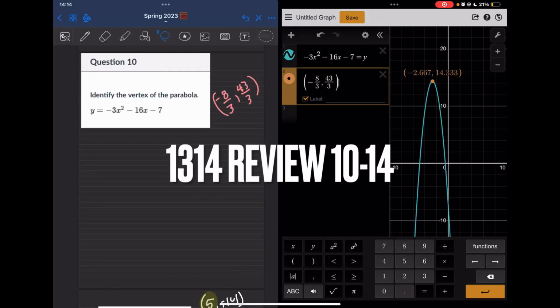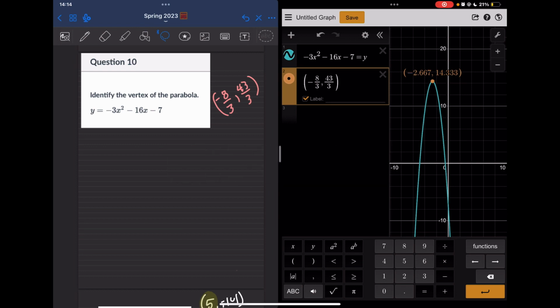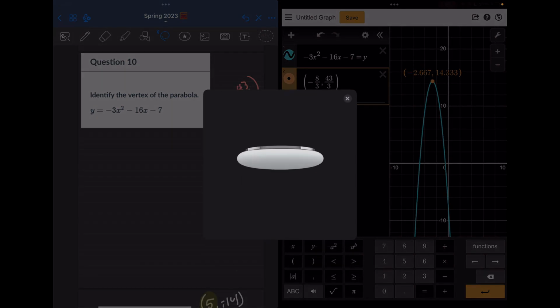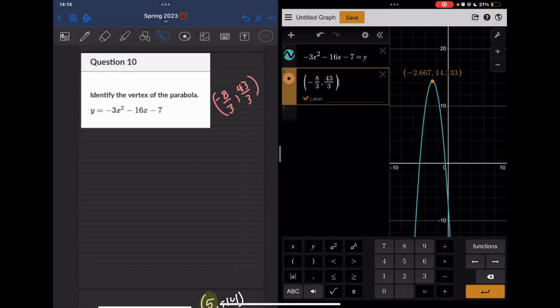So for number 10, it's asking us to identify the vertex of the parabola, which basically means that we are going to enter this graph into Desmos and then label the parabola. So it would be best if you just enter in your multiple choice solutions, because what you want to do is make sure that the fraction equivalent matches the decimal that's in Desmos. Unfortunately, Desmos does not give you the fraction equivalent. It only gives you the points on the graph in decimals.